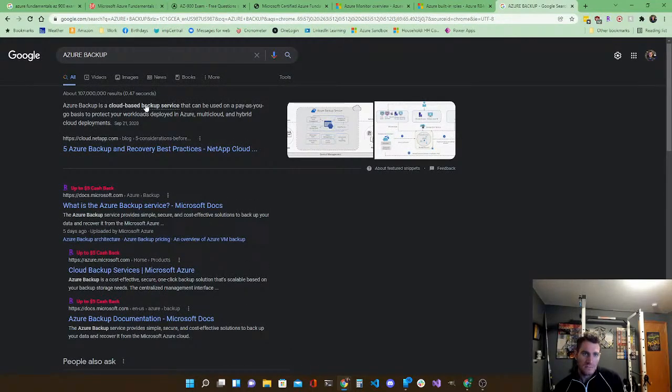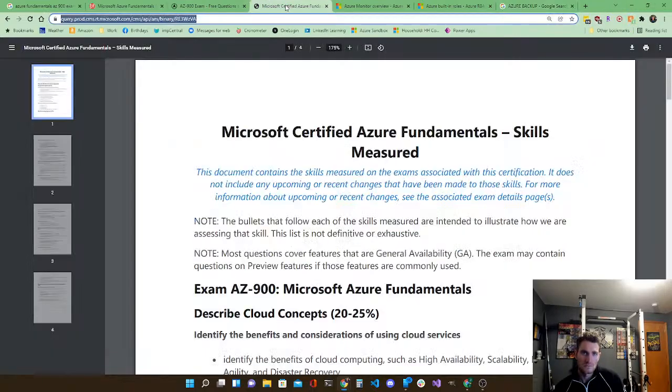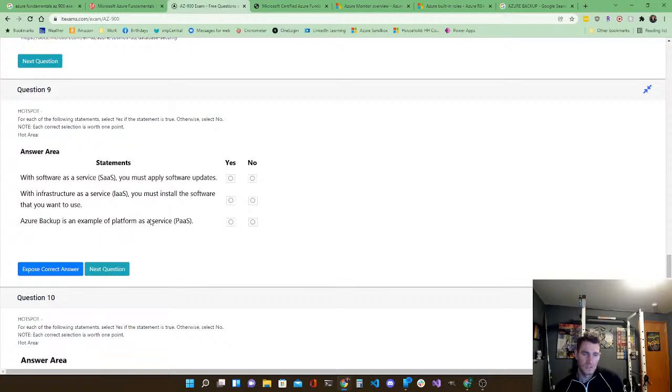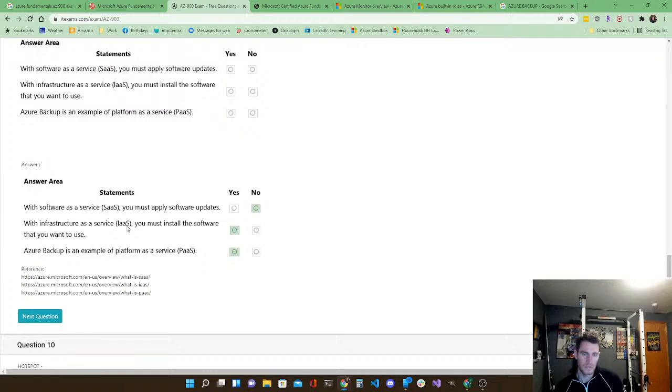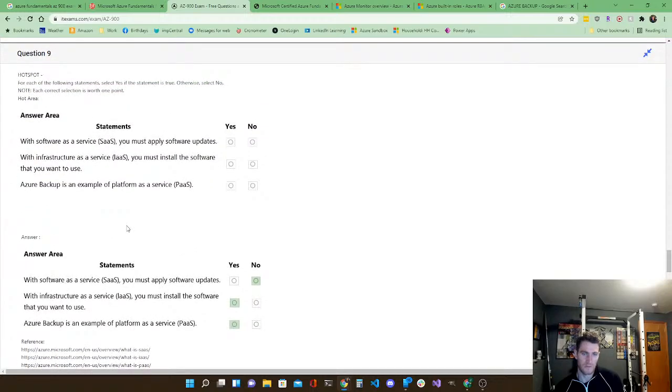Azure Backup, a cloud-based backup service that you can use on a pay-as-you-go basis to protect your workloads in Azure. It sounds like more of a software as a service thing. I don't think there's really any compute going on, so I'm going to say no to that. So what was it? I think we said yes, no, no. Whoa, did we just get all of them wrong?